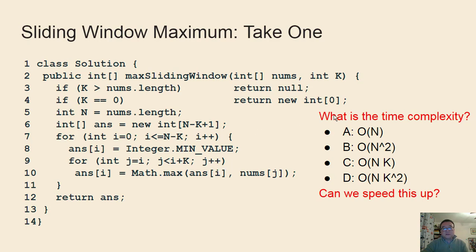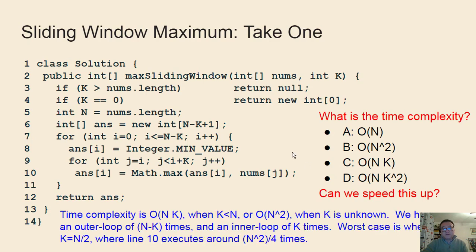So what's the time complexity? It's not hard to find. There's a loop here, which is worst case n. There's a loop here, worst case k. So it's option C here. The complexity is nk. Now, can we speed this up?